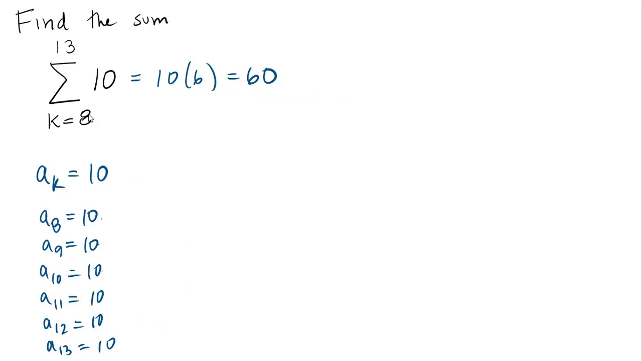So 13 minus 8 is 5, that's 1 short of the number of terms we're actually going to generate. We're going to generate 6 terms. Okay, one last bonus idea because I can't help myself.